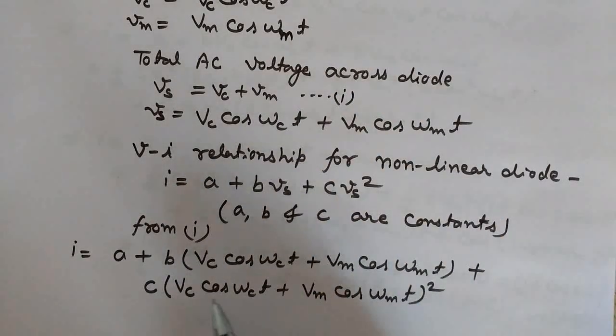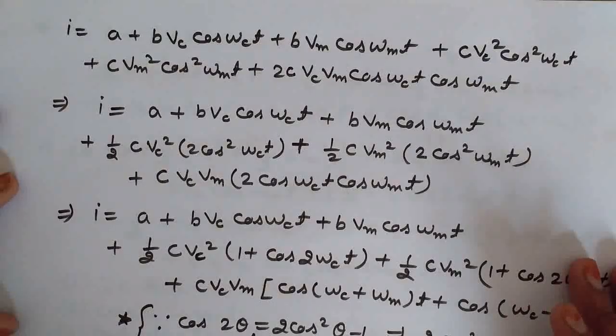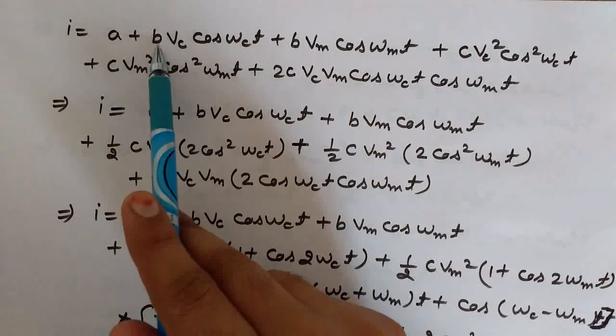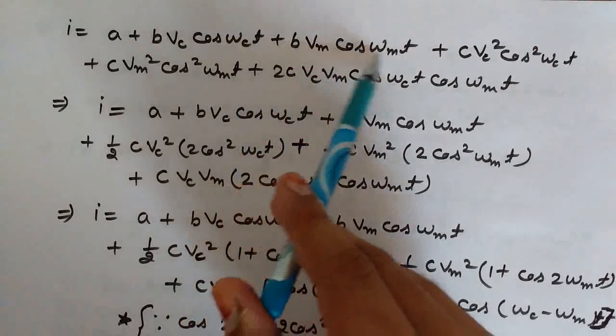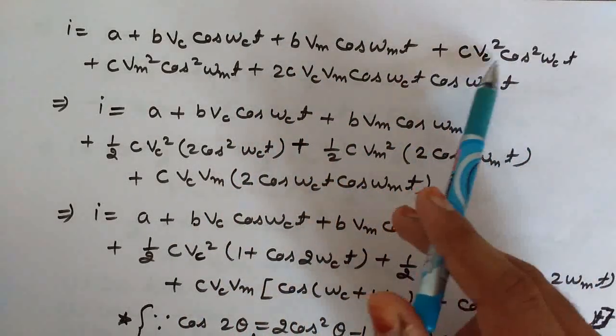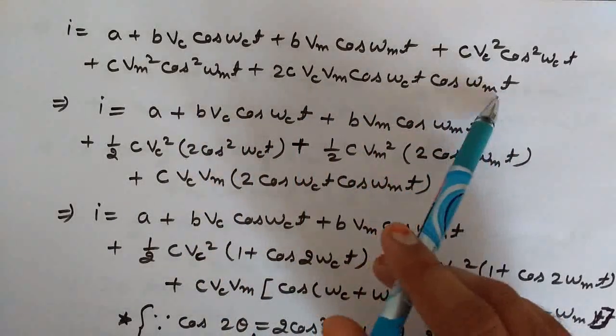Now in the next step we will just open the bracket. We will multiply B with these two terms, and apply the formula: A plus B whole square is A square plus B square plus 2AB. So I is equal to A plus B multiplied with these two terms, B into Vs, so it is B Vc, this whole term, plus opening the bracket, A square plus B square plus 2AB. This is just simple mathematics.